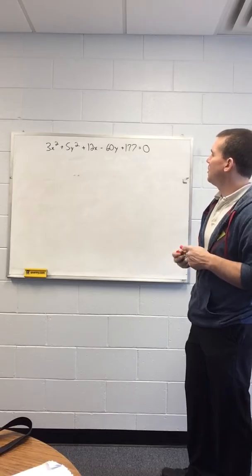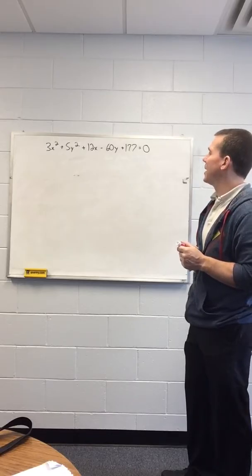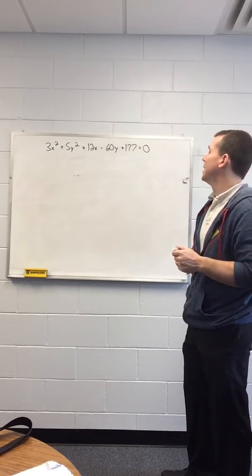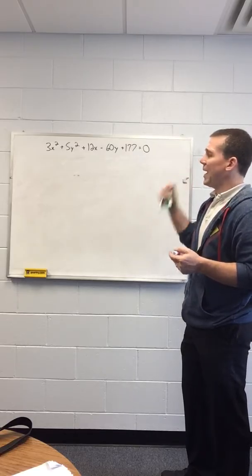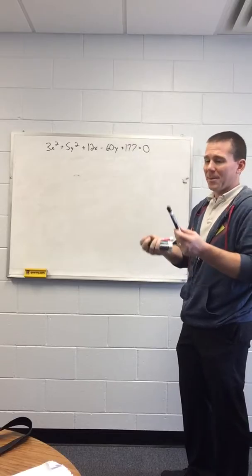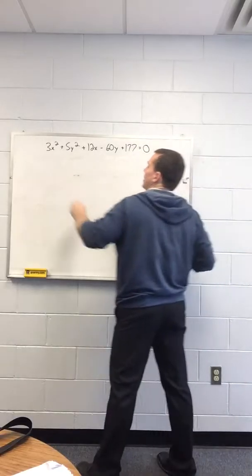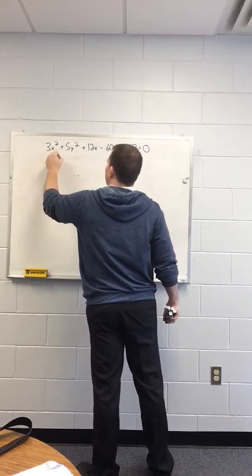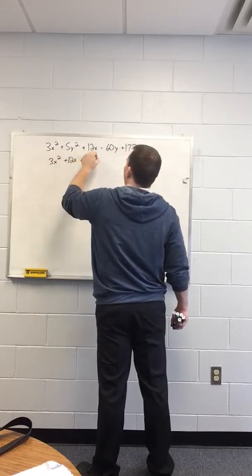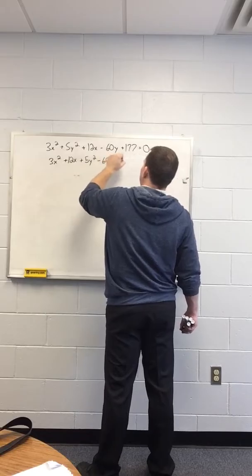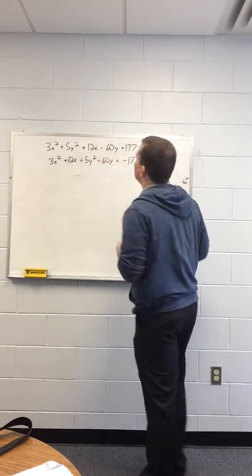Well, if I want to find what conic it is and work with it, this one's obviously going to be an ellipse. But if I want to do that, isolate the x's and the y's and bring the constant to the other side, because we want to make it look like that standard equation. So if I rearrange, I get 3x squared plus 12x plus 5y squared minus 60y equals negative 177.